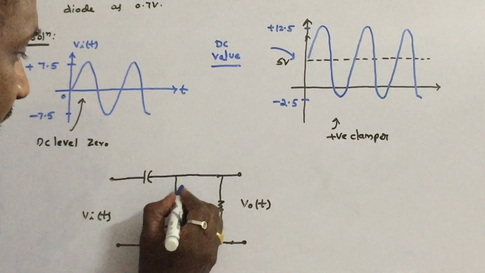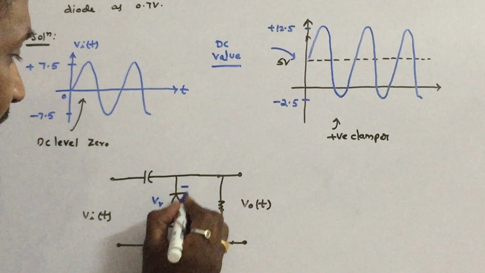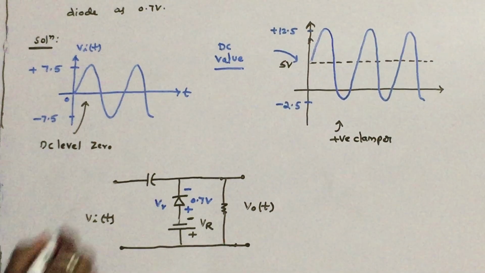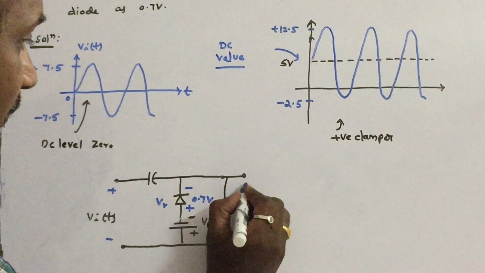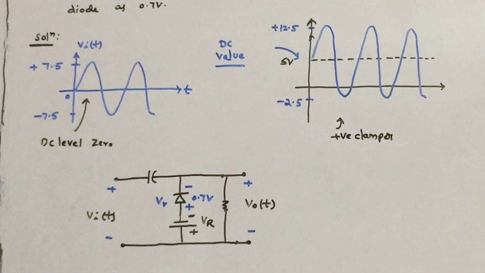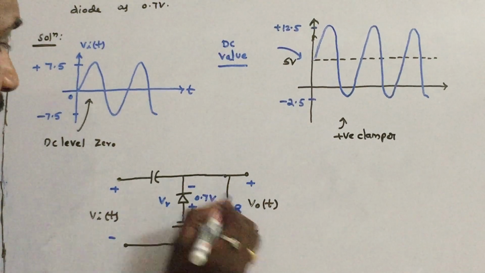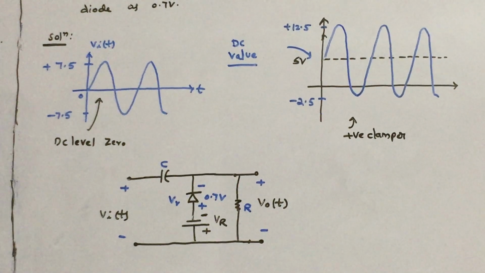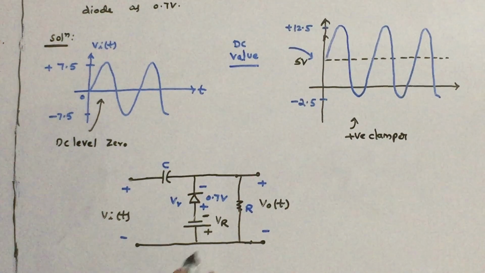What is the diode drop? It is given as V gamma. The diode polarity is like this. So this is 0.7 volts, with this plus or minus. What we want to find out is the resistor value R, the capacitor value, and the reference voltage. That will finish the circuit. You can see that very clearly.